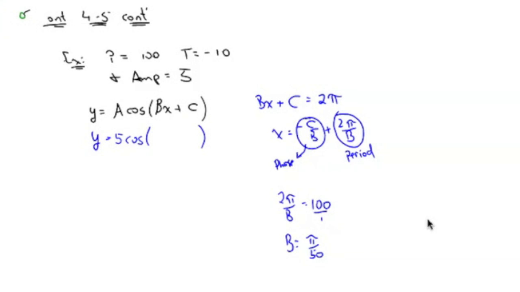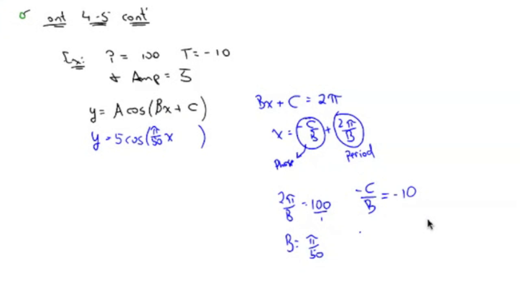So now we know what b is equal to. We can come over here and say, well, that's pi over 50 times x. Now I don't know if it's plus c or minus c. We'll get to that in a second. Now the translation, it says, is negative 10, right? And negative c over b has to equal that negative 10. It has to be shifted 10 units to the left. Now, I'm looking for c. I already know what b is. B is pi over 50.